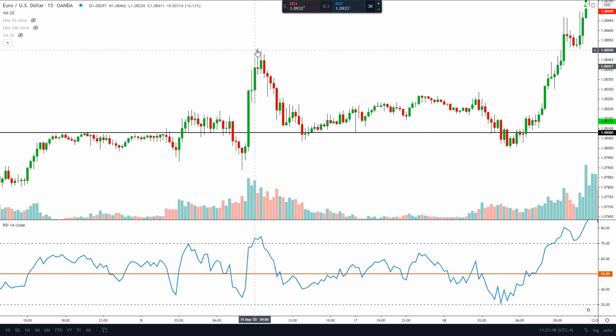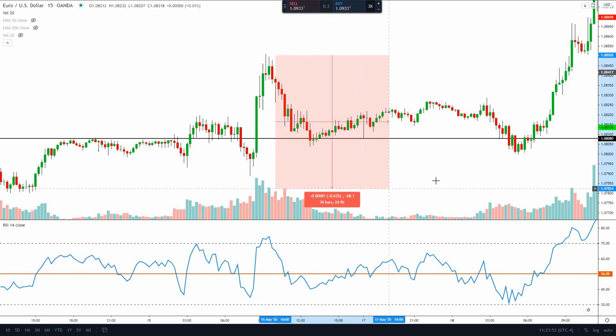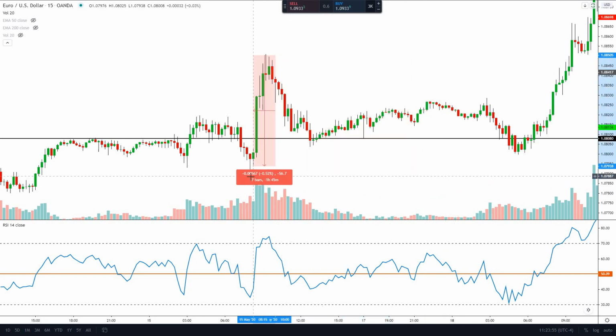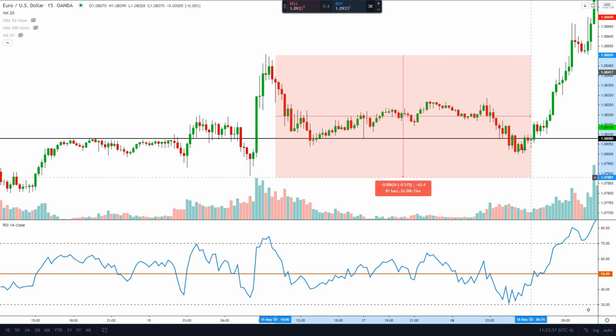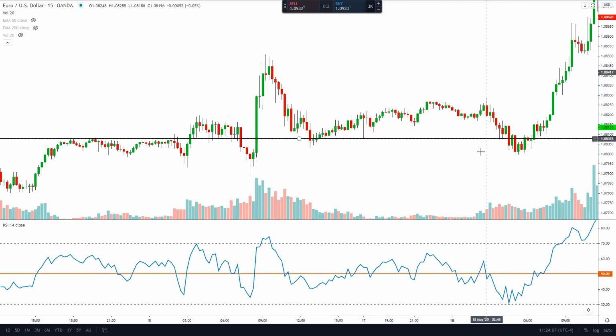So if price were to come from this high and break the low right here, which it didn't, it got down to here. But if it were to break that low right there, then you wouldn't want to look at the RSI anymore. You wouldn't want to look to buy. You would want to look at the RSI to short. So let's see if we can get a short example here.